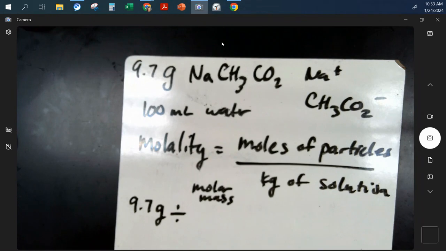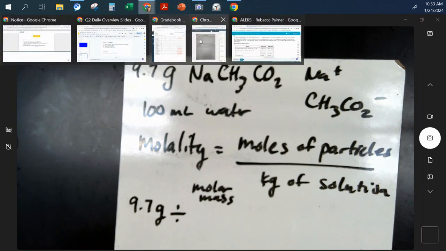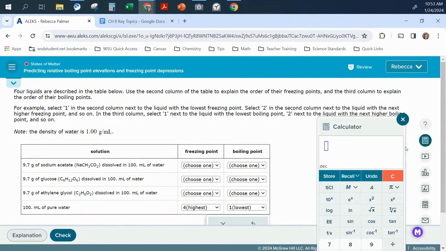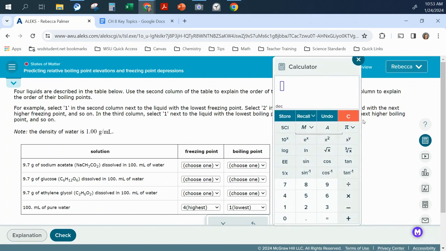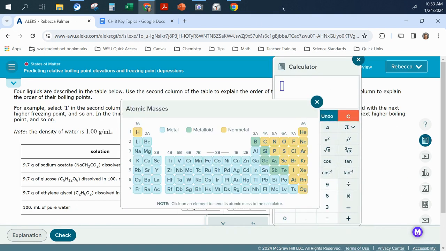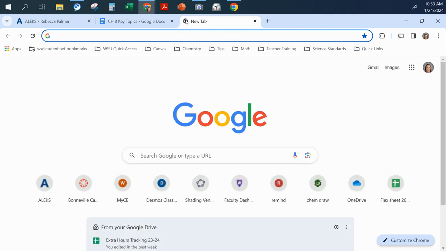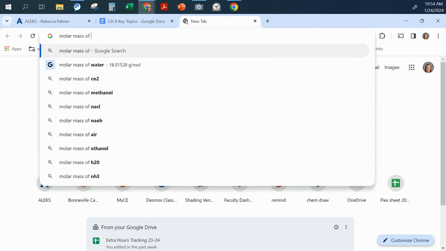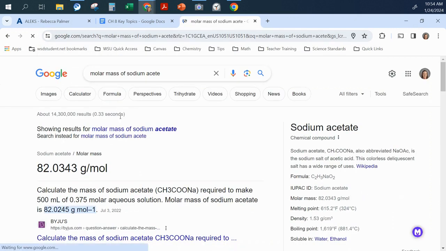Sometimes the ALEKS calculator will have the molar mass for me. I don't know why they do this, but they have 2 of them, and we have to calculate the other one, so that's kind of dumb. And this one we don't have, so we're going to have to calculate it. So, okay, let's do this for today. We're going to just Google it. You can't do that on the test, but you can do that on your homework. Okay, so we're looking for the molar mass of sodium acetate. Okay, great. So we've got this number, 82.03. Okay, I'm just going to write that on my whiteboard.